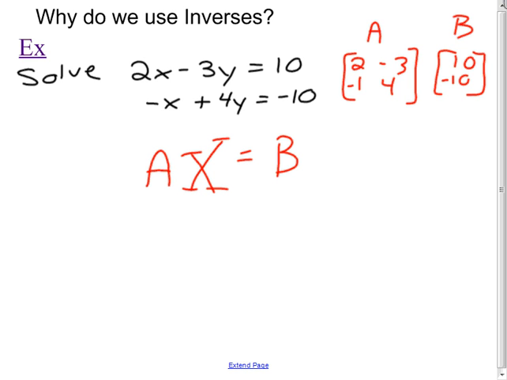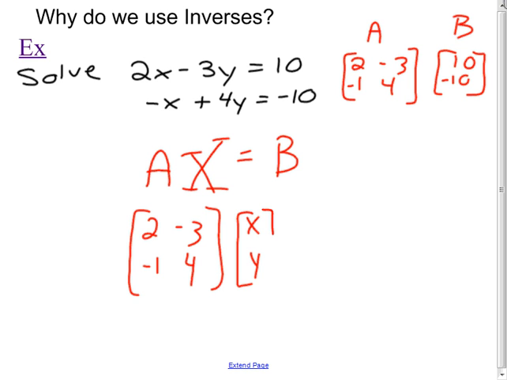That unknown X matrix is those unknowns. It's 2, -3, -1, 4. My X matrix, that unknown matrix, is my X and Y values. And then it equals my B matrix, my answer matrix.